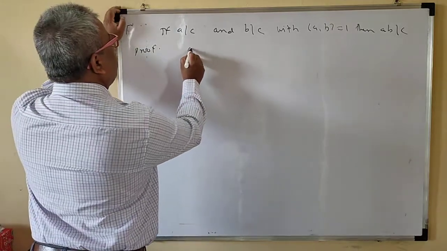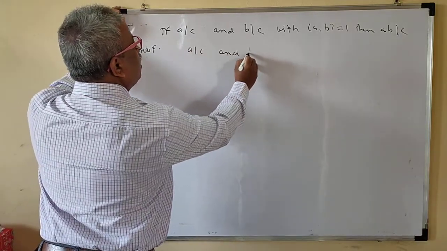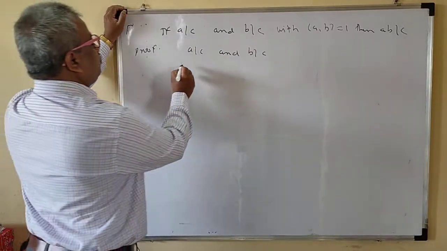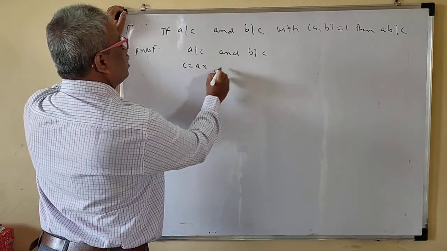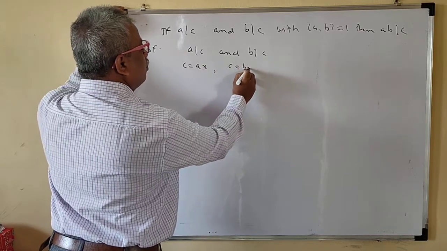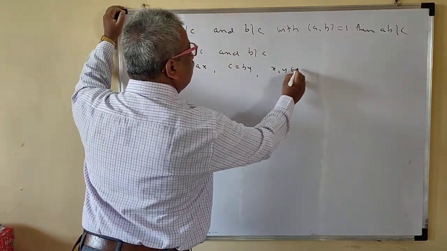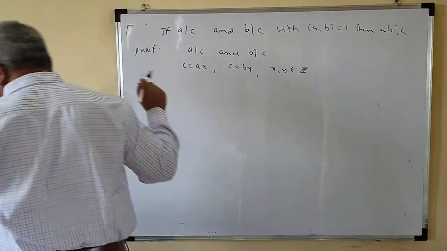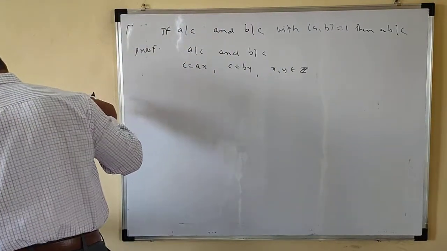A divides C and B divides C. A divides C means that C is equal to AX, and C is equal to BY, where X and Y belong to Z.